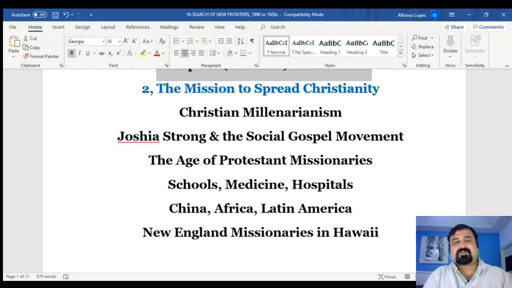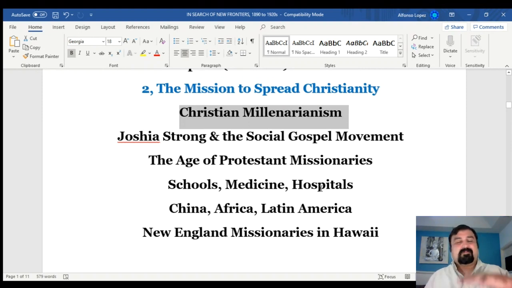Some of the issues that led to this were prophetic ideas that were very much present during this time concerning the second coming of Christ. This is called Christian millenarianism. All of the Christian prophecies that talk about the second coming of Christ are referred to as Christian millenarian ideas. Christians anticipate the second coming of Christ to happen anytime soon. So in order to prepare people, it is important to spread Christianity all over the planet, all over the globe, to prepare the world for the second coming.